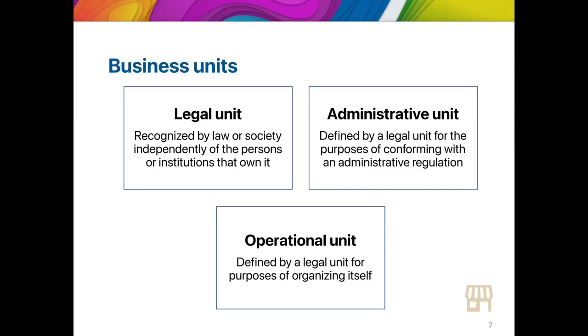Second, administrative units are created to meet the requirements of administrative regulations. Mainly, these units align with legal units, but may have unique boundaries for government compliance. And lastly, operational units are created for practical organization purposes within a legal unit. They can be branches or divisions within a legal unit.